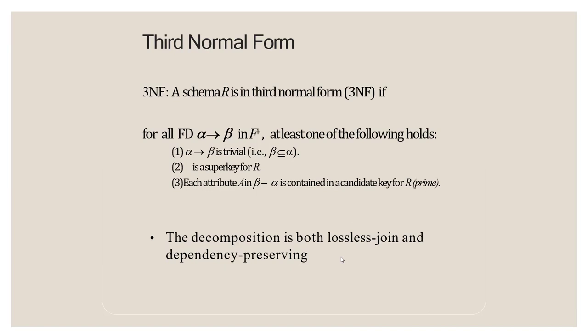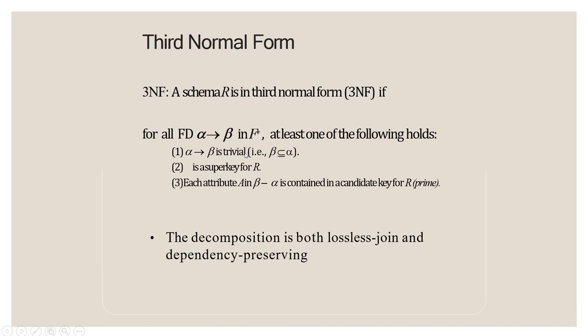With BCNF, each of the functional dependencies has to be true for at least one of two conditions. But with 3NF, we have a third option. If the first two are not true, but the third is true, it's still going to be in 3NF, though not BCNF. The dependency has to be trivial, which you should know by now, where the right-hand side is a subset of the left-hand side, or the left-hand side is a superkey. Superkey meaning with the left-hand side, we are able to get the whole relation R. If that's not true, then we look at the third one.